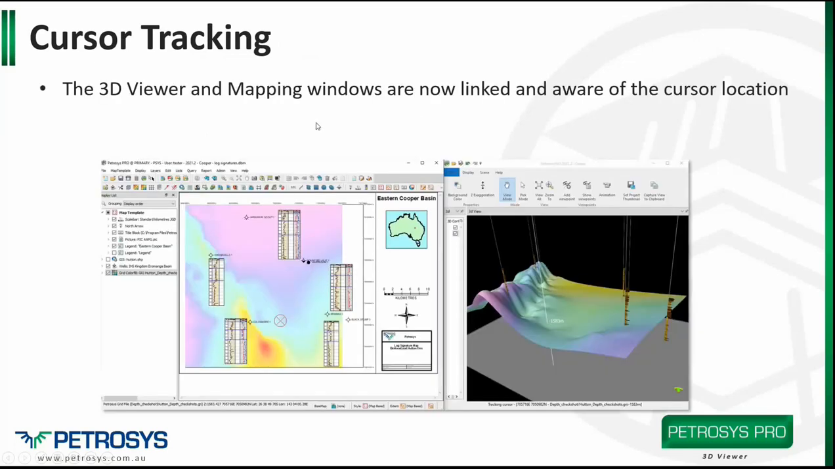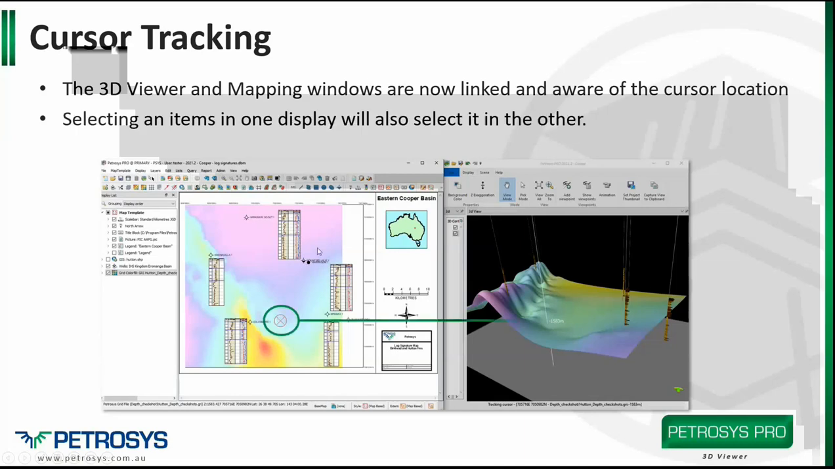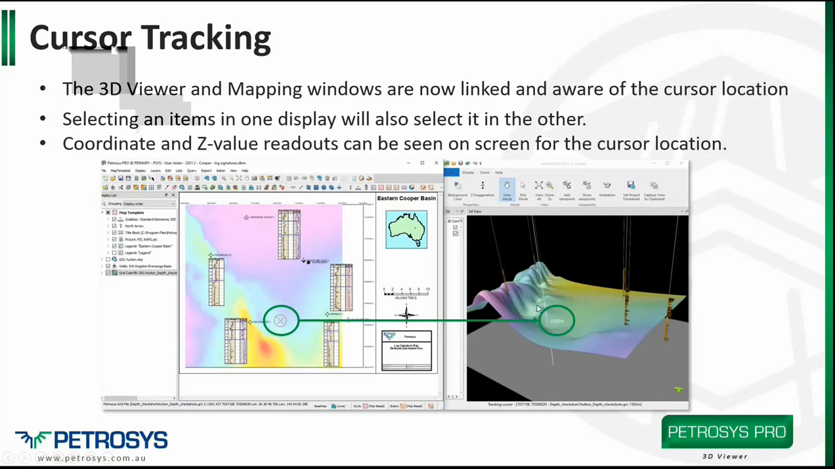We also have cursor tracking. So now when we have both of the windows open, we can click and drag in one of those windows, and where we're just clicking and dragging will be displayed in both windows. So we have a point on that with a line through it in the 3D viewer, and the crosshairs in mapping, and we have the readouts for those at the bottom of each screen, and in the 3D viewer we also have a readout at the intersection. And if you have more than one grid displayed, you'll see the readouts for each of those grids in the 3D viewer.